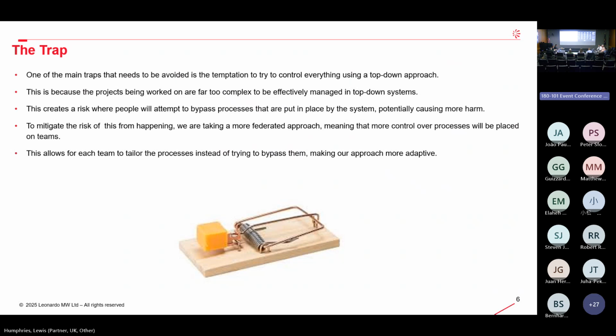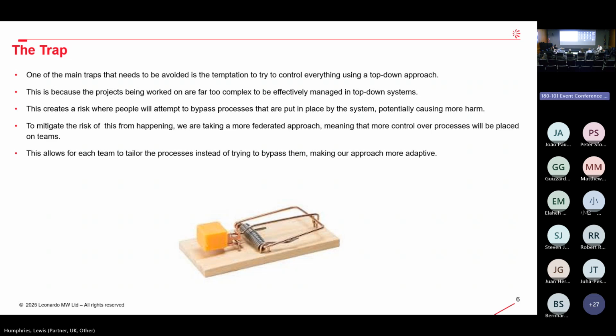With this in mind, there is one key trap we need to try to avoid, and that is the temptation to control everything at the top level downwards. So using a top-down approach. We want to try to avoid this because a project of this complexity is not really viable to manage everything at the top level downwards. This creates a risk where engineers at the lower level, within the various different teams, might try to bypass processes put in place if it comes from the top downwards, which could potentially cause more harm than good.